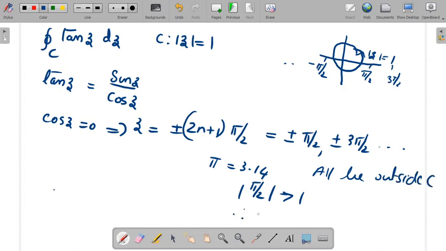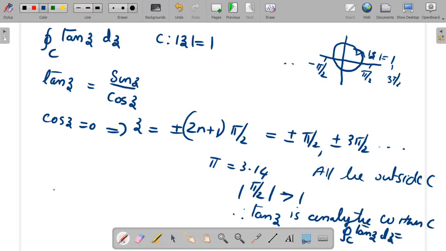Therefore, tangent is not an entire function but within this contour, tangent is analytic within C. So don't ever think that the integral of tangent will always be equal to 0. If you take the contour as mod z equal to 1, it contains no singular point of tangent. Hence, you can say that tangent is analytic within C. Hence, the integral over C tangent dz equal to 0.